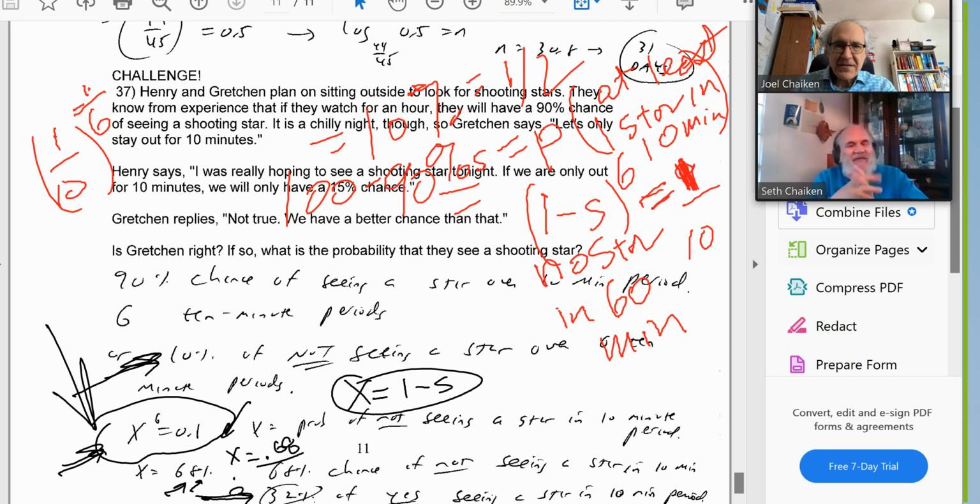Now, furthermore, let's be more precise. That probability is the probability of seeing at least one star. That's really an important part. Not exactly one star.